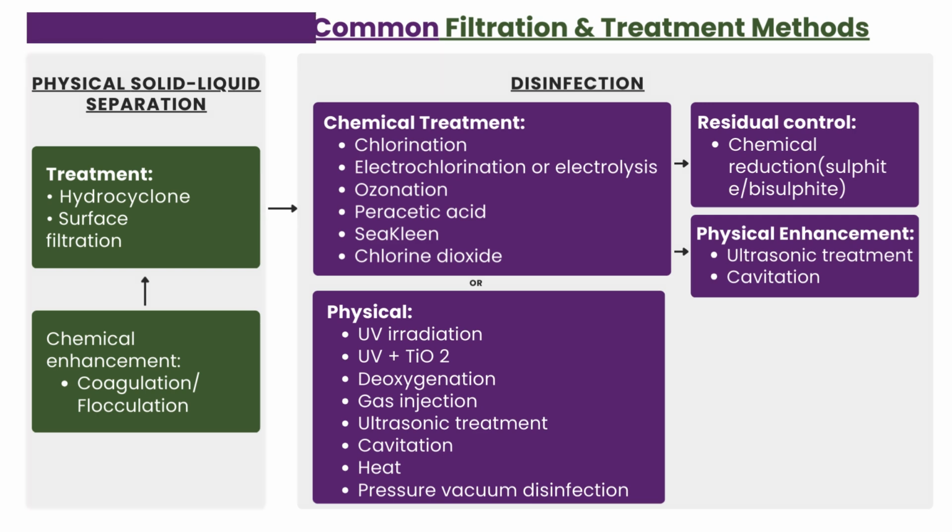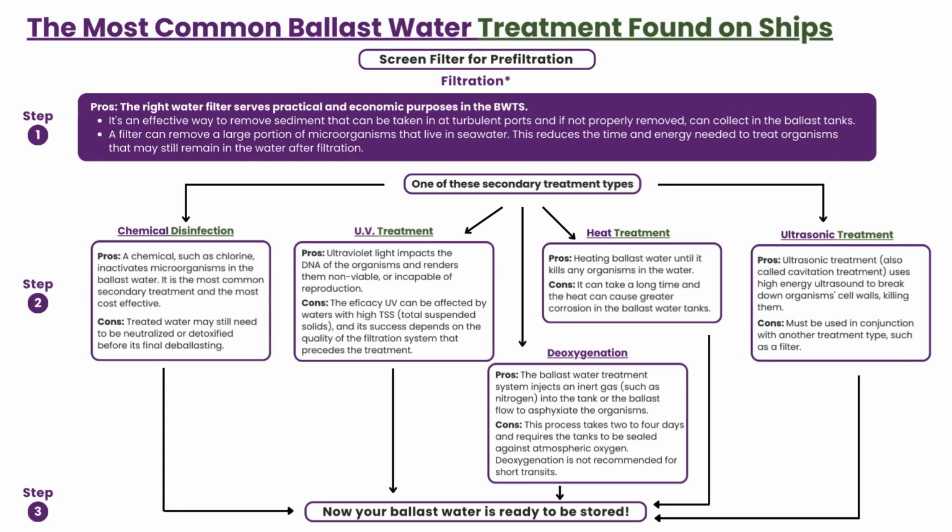Now let us look at the overview of how the treatment or D2 is being carried out. The first step is the filtration, which we are talking about in this one. The right water filter serves a practical and economic purpose in the ballast water treatment system. Okay, we will be discussing the filtration treatment. After the filtration, where all the solids are being removed and the water is being treated, the solids are completely removed. The next process is the water is getting treated.